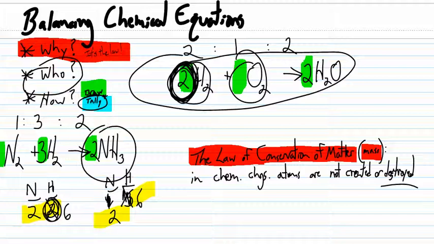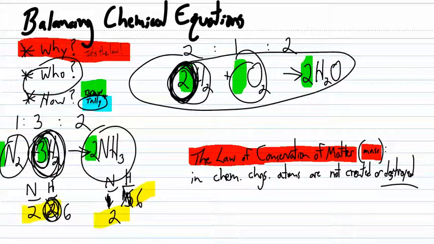And so if you owned an ammonia factory, you would have to order nitrogen and hydrogen. And if you ordered these in equal amounts, you'd run out of hydrogen because you need 3 times as much. So basically, anybody who produces something, if you make something, then you need to have this kind of reasoning skill. So balancing chemical equations actually gives you skills that lots of people out there use.